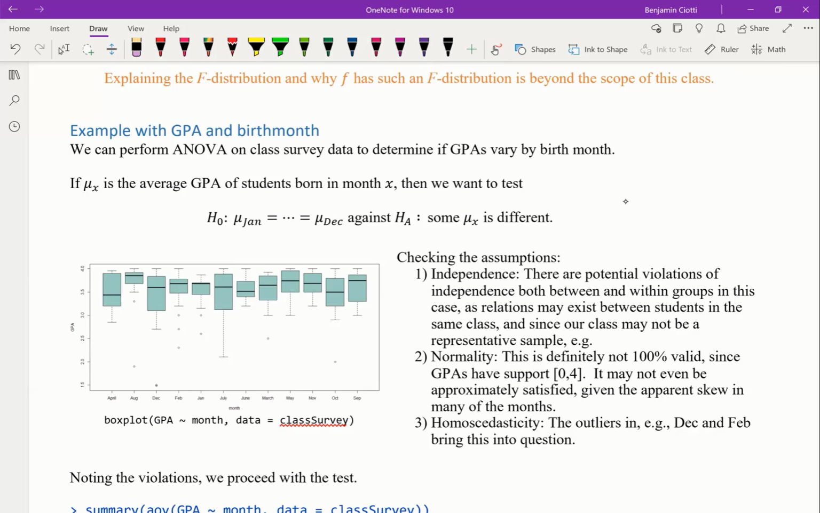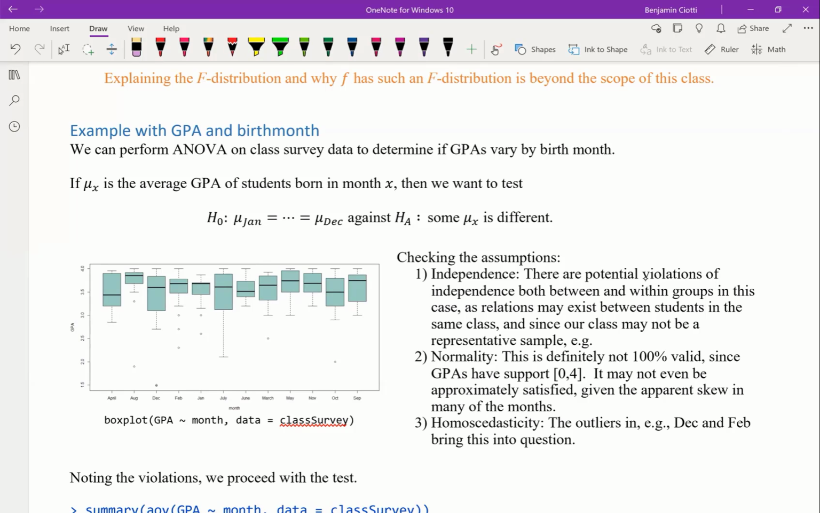So that's one problem. And maybe there's some relation between students in our class and their GPAs and their birth month. It's kind of hard for me to think of what that could possibly be. If you have an idea, let me know. But for now, I'll just say that it's hard to say. So I've noted these potential violations here of the independence condition. Next, let's talk about the second assumption, which had to do with normality.